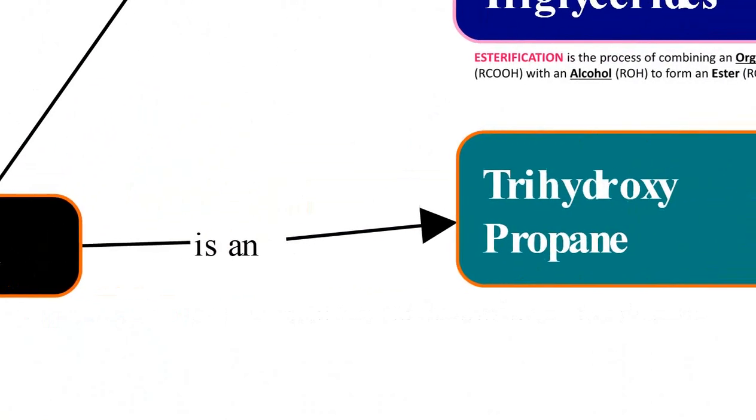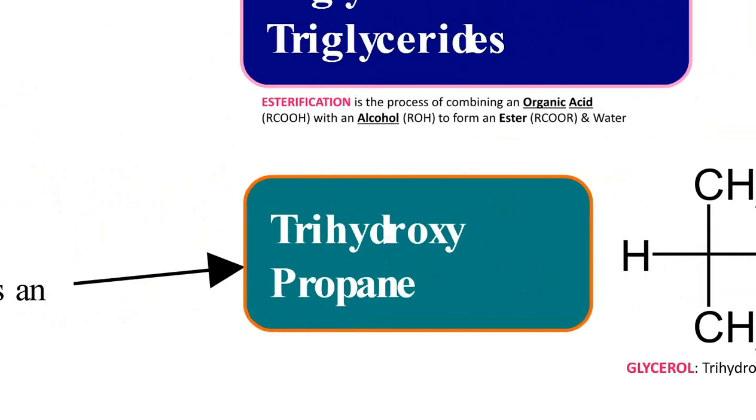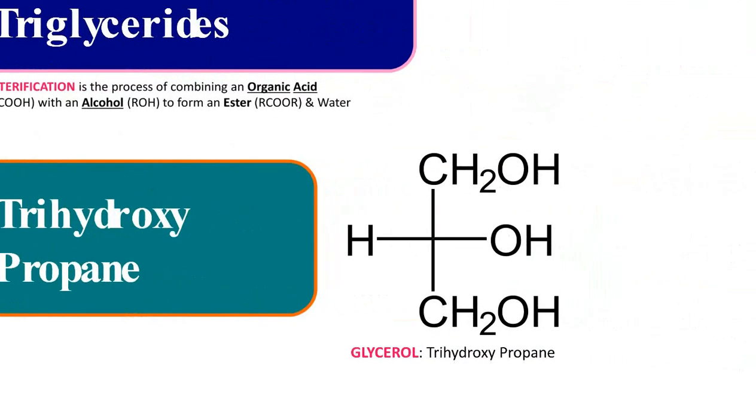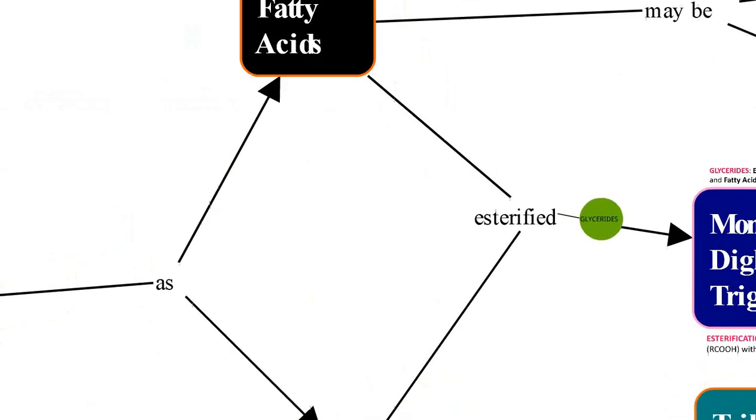This glycerol is a simple lipid, and it is called trihydroxy propane. In this glycerol, three carbons are present, and these three carbons are linked with hydroxy groups. So this glycerol is a trihydroxy propane. But the majority of lipids contain both fatty acid as well as glycerol in their structure.